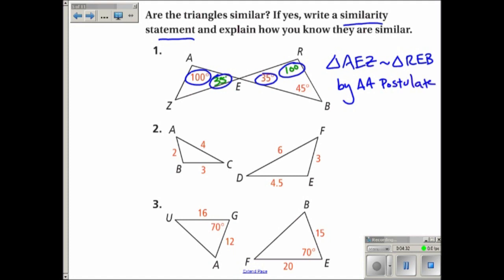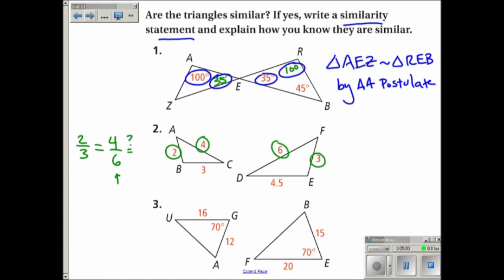Okay, next problem. All I have is sides, so if they were similar, I would need to use the side, side, side similarity theorem. Okay, let me look at what looks like corresponding ratios. I look at 2/3 and say, is that equal to 4/6? Well, that simplifies down to 2/3, and so yes, they would be equal.